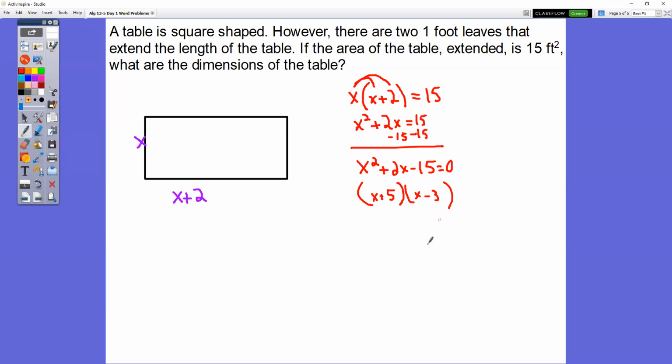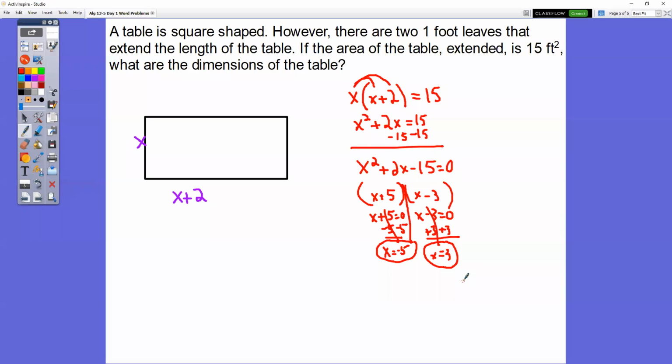If you wanted to do it the factoring way, then we would draw a line down the middle, set both sides equal to 0, and solve. So minus 5 minus 5, we would get x equals negative 5. And then we would have plus 3 plus 3, and we would have x equals 3. That is one way that you could do it.